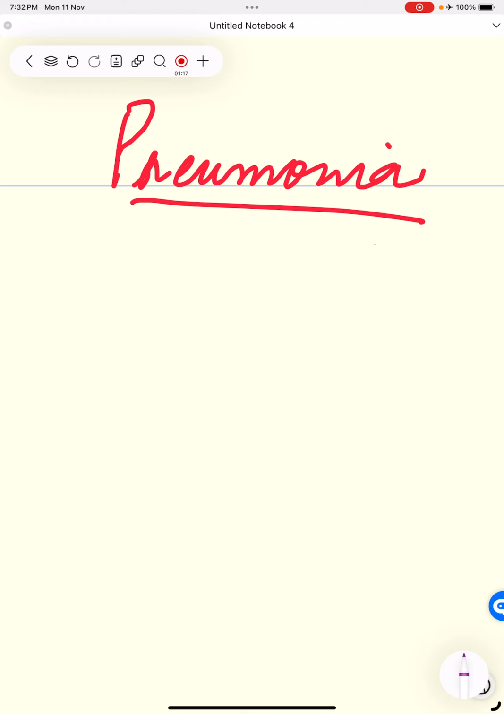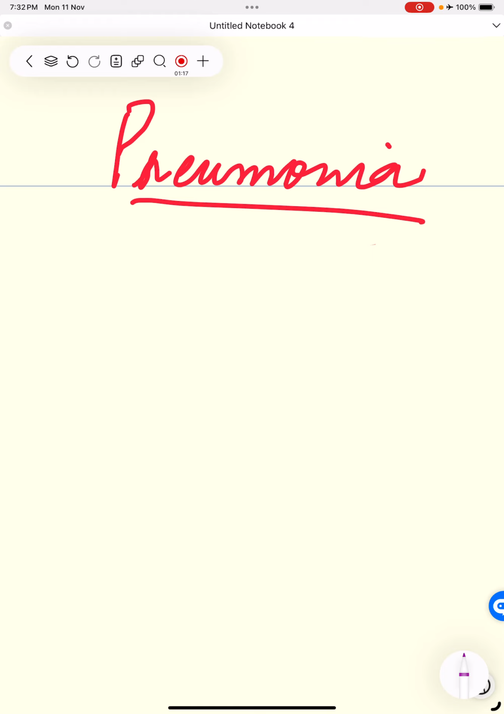I recently just had a case of pneumonia, and when the season is changing, a lot of pneumonia cases can come in our day-to-day practice. So we'll take you through what exactly is pneumonia and the pathology and the pathogenesis of pneumonia.